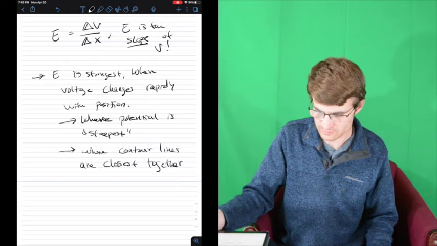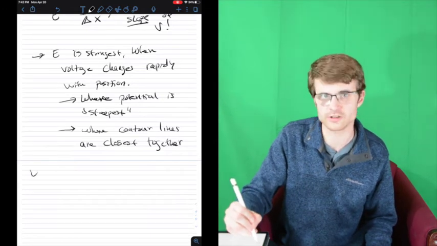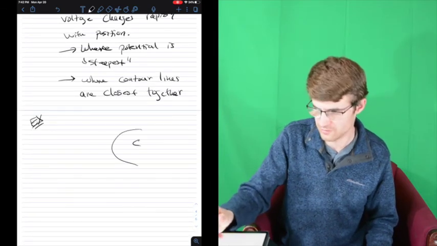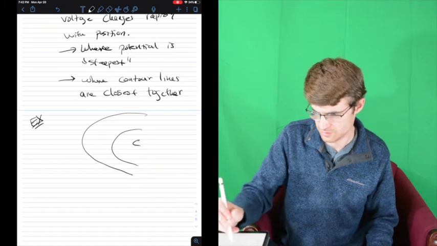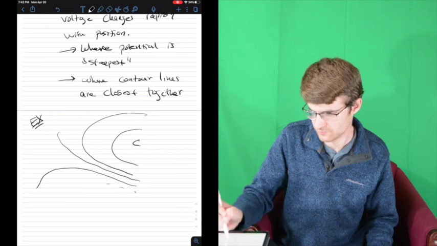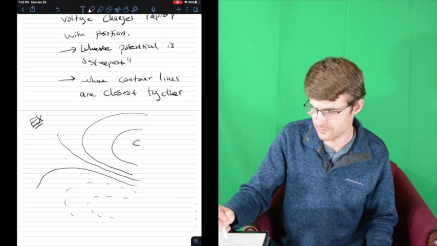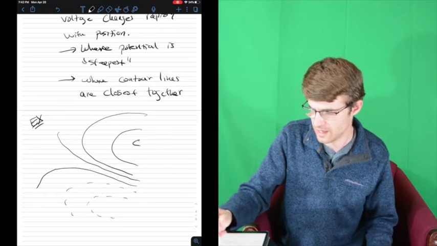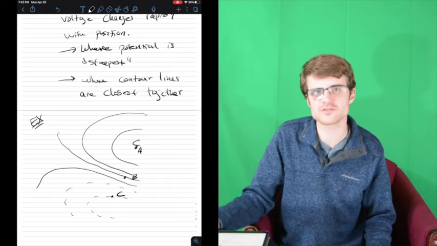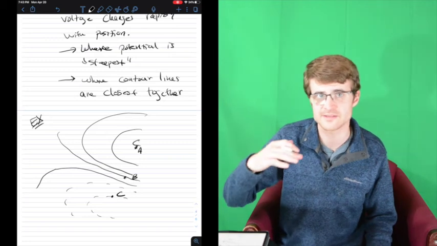So let me just draw an example here, just really quick, so that you can kind of picture what I'm saying. So again, I'm going to have a couple of, I don't know, we have a mountain up here and a valley down here, maybe. And I have point A, point B, and maybe point C. And the question is where would the electric field be the strongest? Where I'm going to look is where the landscape is the steepest.